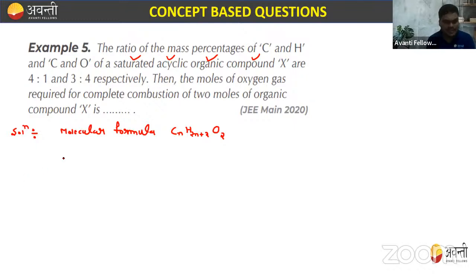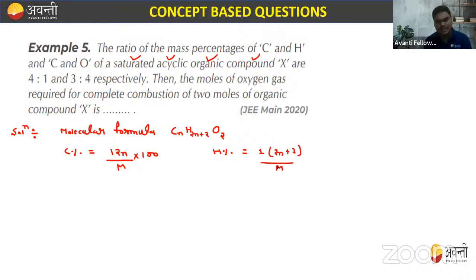So now calculate the percentage. We know the percentage of carbon is 12n. Okay? 12n means what? 12 is the atomic mass of carbon and n is the number of carbons, right? So that is 12n divided by the molar mass, times 100. Similarly for hydrogen. Quickly tell me what it will be for hydrogen. Atomic mass is 1 multiplied by 2n+2, divided by the molar mass M.